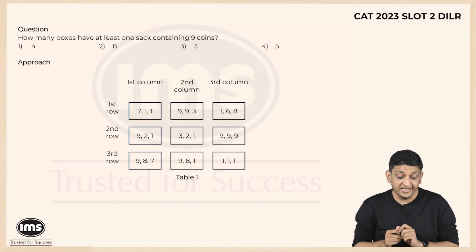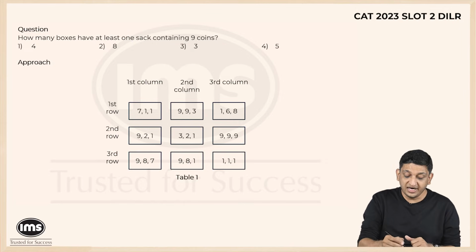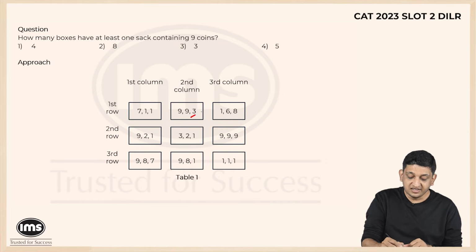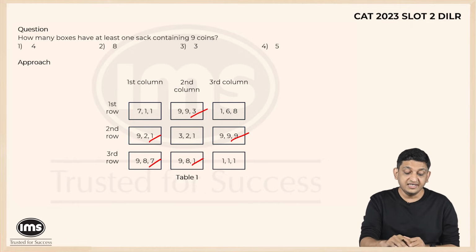In this question, we have to find how many boxes have at least one sack containing 9 coins. So if you look at it, this one does not have any 9s. This one has 1 9 at least, 1 9, another 9, another 9, another 9. So there are exactly 5 boxes that have at least one sack containing 9 coins.